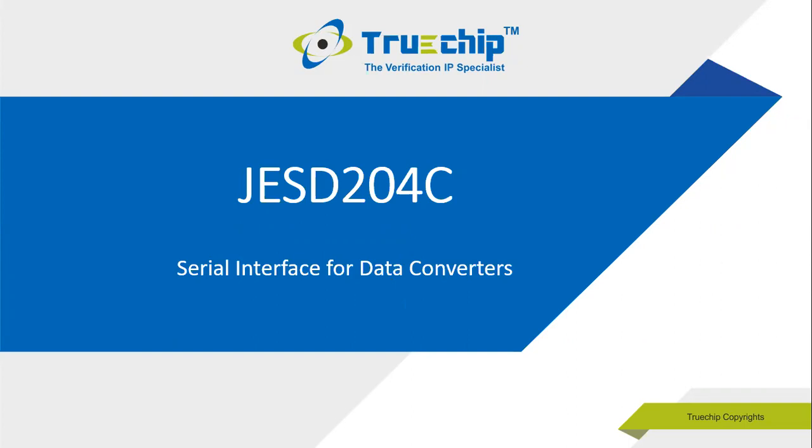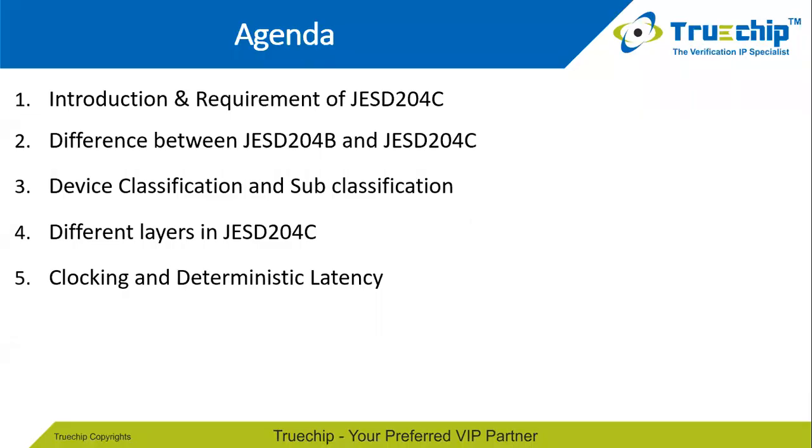So these are the topics which we are going to discuss in this webinar. First, we will go through the introduction to JESD204C. Then we will discuss the differences between 204C and the previous version, which was JESD204B. After that, we will explain the device classification and subclassification. Then we will list and cover the functionality of each layer in JESD204C. At last, we will be discussing clocking and deterministic latency.